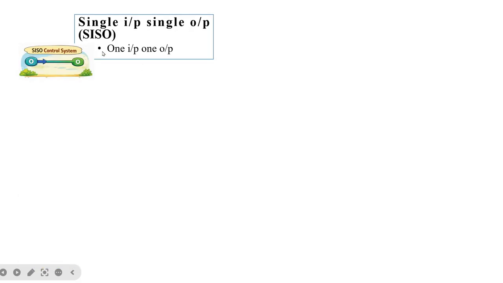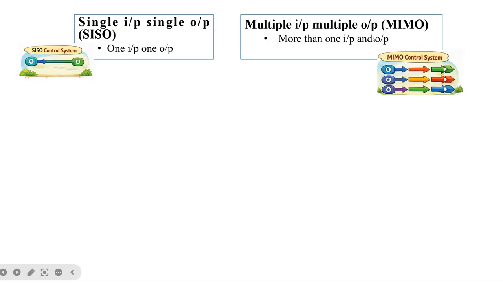Next is single input single output, where you have only one input and one output. Multiple input multiple output, where you have more than one input and more than one output.